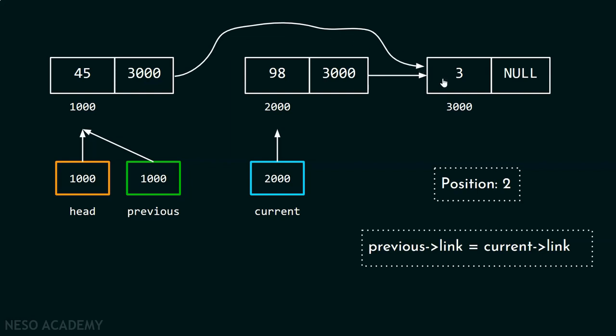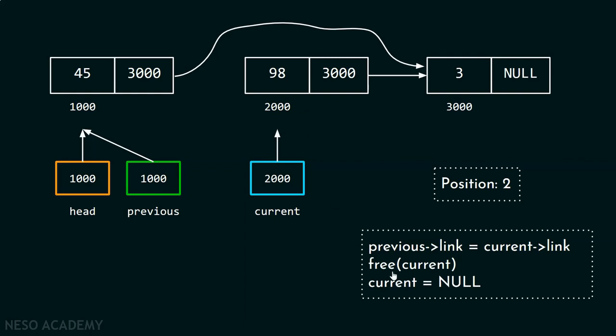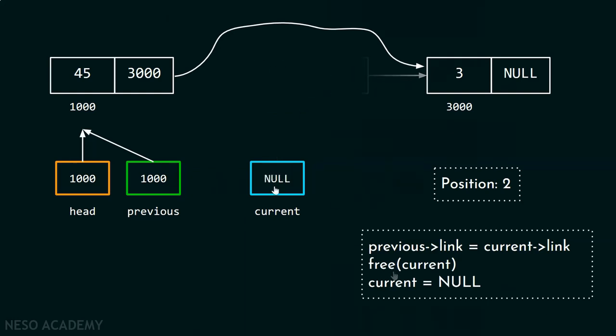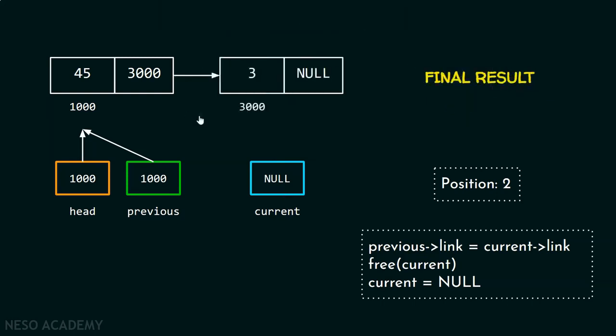And then after that, by using this current pointer, we will free this node by using the free function, and then we will replace this address by null. Isn't that simple? After this, the final result so obtained looks like this. Here we have a linked list which consists of two nodes.